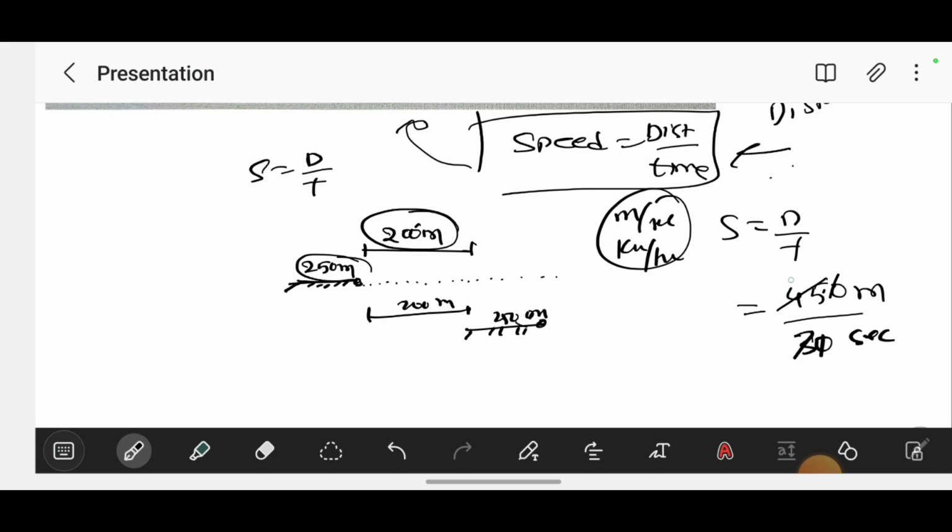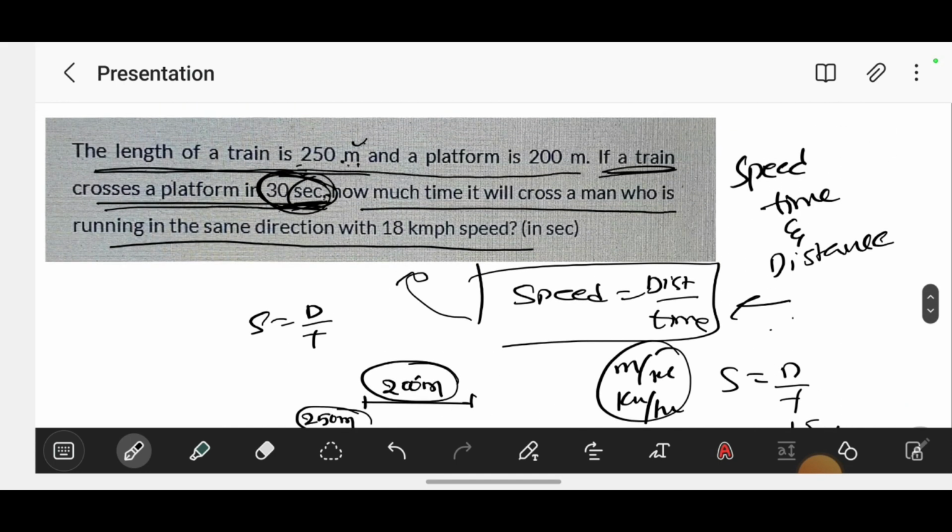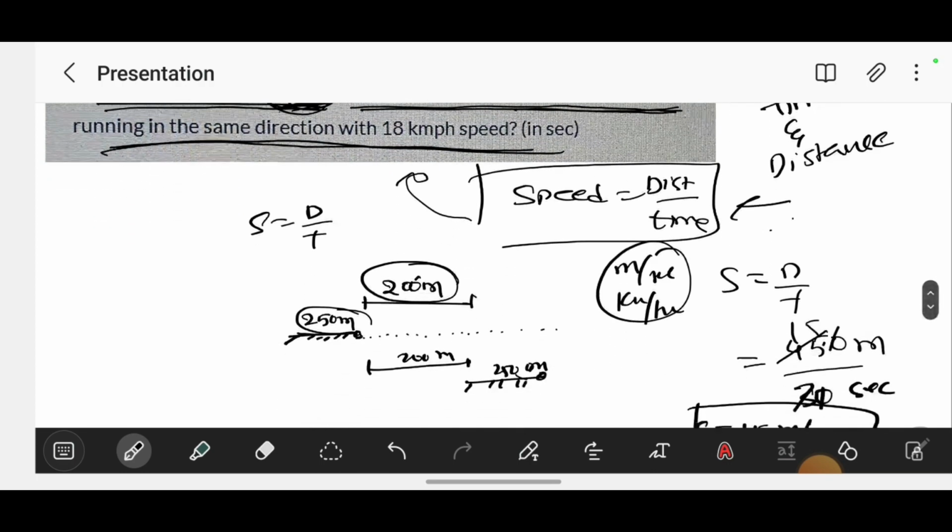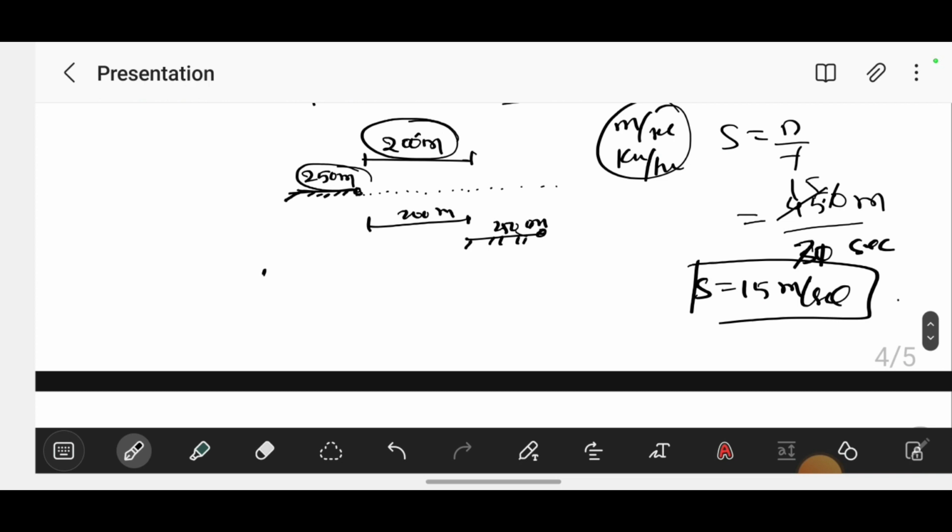So this is 15. So speed of the train is 15 meters per second. Right, speed of the train is 15 meters per second. What is he asking? How much time it will take to cross a man who is running in the same direction with 18 kilometers per hour speed? That means this train is there now, this 250 meters train, right? And there is this man. This man is running in the same direction along with the train.